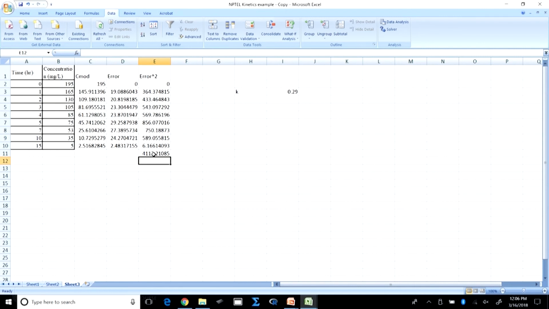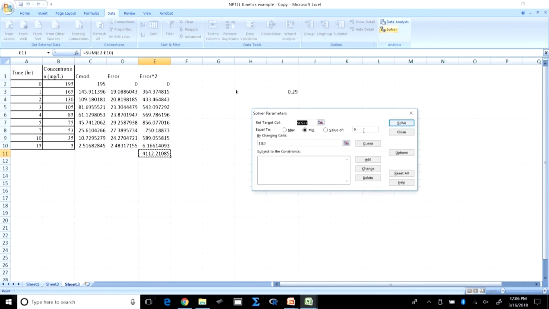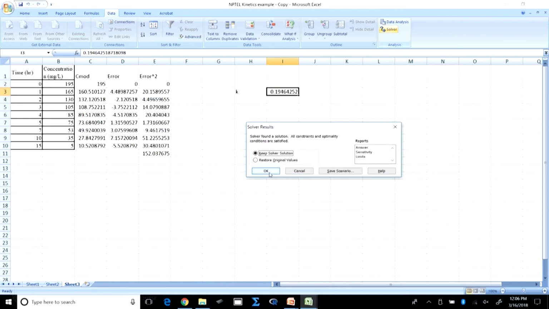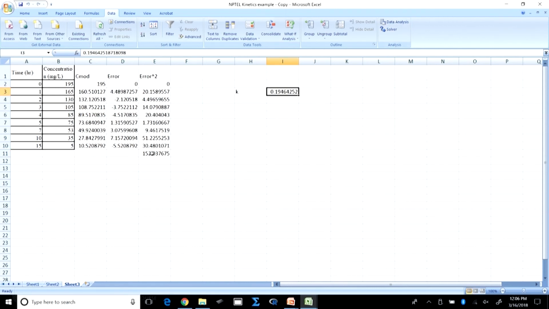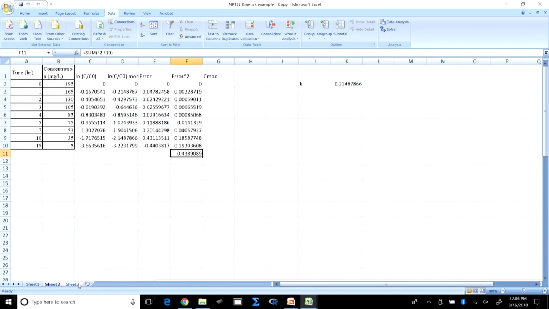So again, what do I need to do? I need to change the value of k so that I will get the minimum value of this sum of squared errors, right. So again I need to go back to Solver, and let us say I am going to look at this particular cell, okay, I need to change E11, the minimum value, I am looking for the minimum. How do I get that? By changing I3, right, okay, looks like it's set, and I am going to solve for it. Okay, keep Solver solution, and now looks like I have an error of 152, and the k value is around 0.19, right.